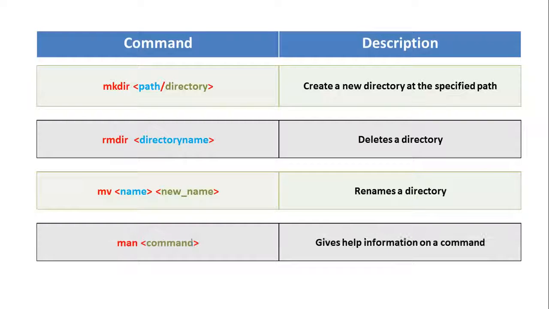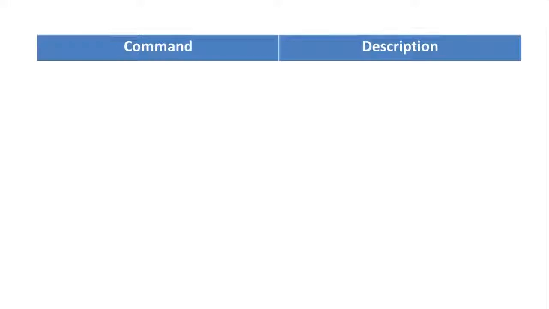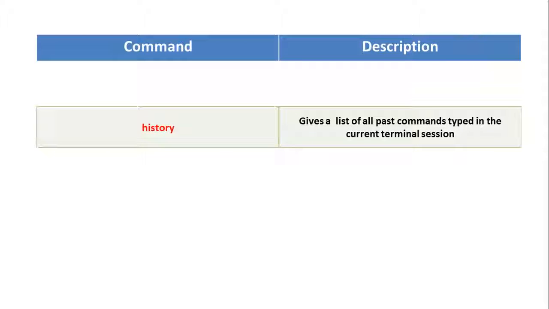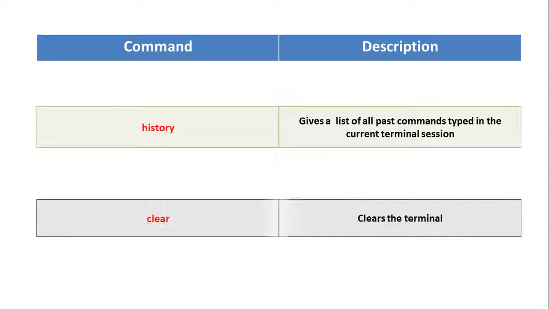mv name new name would give a directory a new name. The man command gives us help information on a command. The next is history. This command gives a list of all the past commands typed in the current terminal session. The last one is the clear command, which clears the terminal.